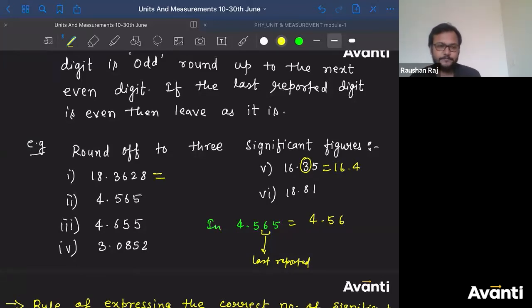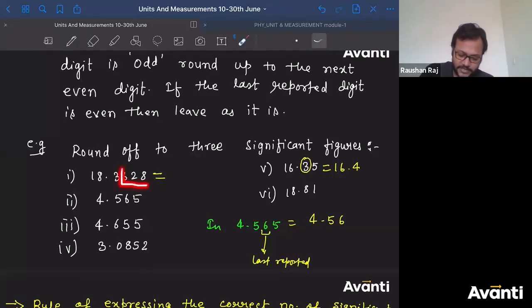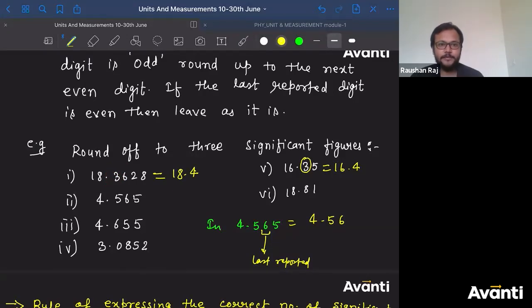Come on, guys. 18.3628. What will be the answer? 3 significant digits. That means I have to round off these 3 parts. I have to only write up to this, right? So the last reported digit is 3. And the digit to the right of it, इसके बाजू में क्या है? 6 है, which is greater than 5. The digit to the right of last reported digit is greater than 5. So I have to increase the last reported digit by 1. So answer will be 18.4. ठीक है बच्चा? Very good.